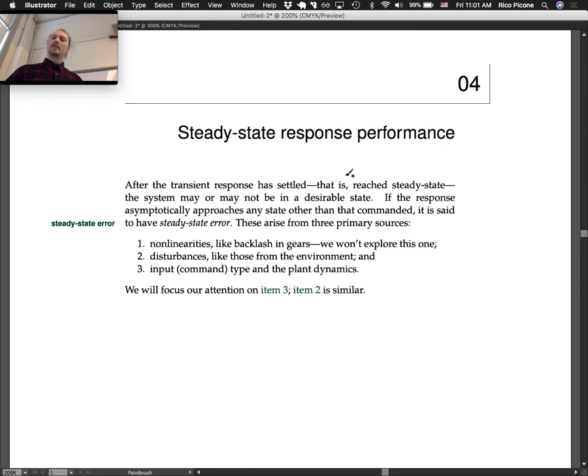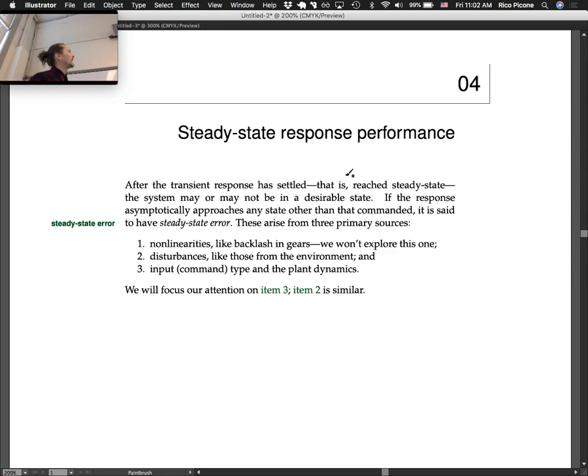After the transient response has settled, so remember last chapter we worked on the transient response performance characteristics like rise time, peak time, settling time, percent overshoot, that type of stuff. And we learned how to find for a given response what those are. Exactly in the case of a second order system or a first order system with no zeros. And then using numerical simulation techniques for everything else.